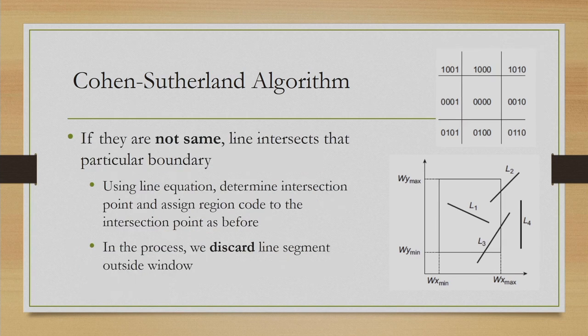If the region codes are not the same, then the line intersects that particular boundary. Then we form the line equation from the endpoints and determine the intersection point by solving the equations, and then we assign a region code to the intersection point as we have done earlier. We do it for all boundaries, and in this process we discard the line segment that lies outside the window.